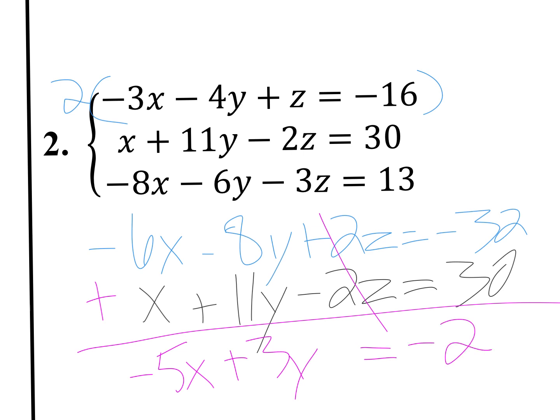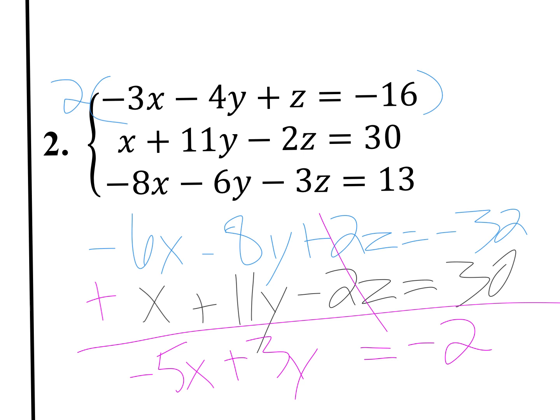Okay. So now I want to focus my attention on, say, these middle two equations. I have a negative 2z and a negative 3z. I know 2 and 3 both go into 6. So what I want to happen is I want one of my equations to end up saying positive 6z and the other one to end up saying negative 6z.